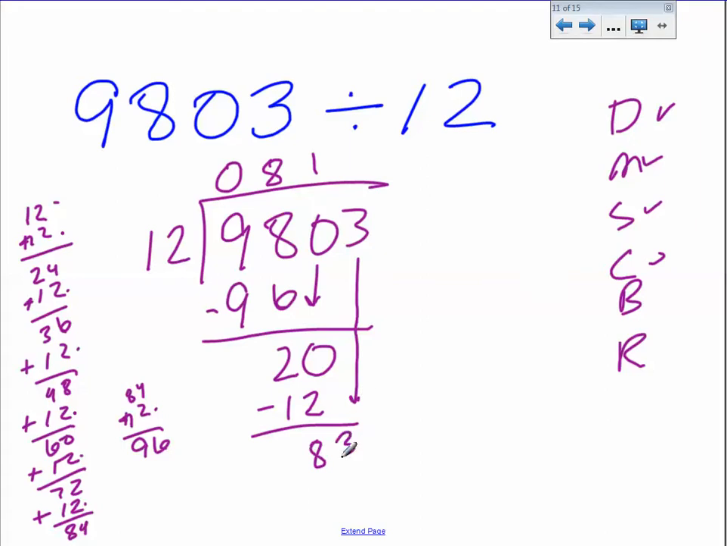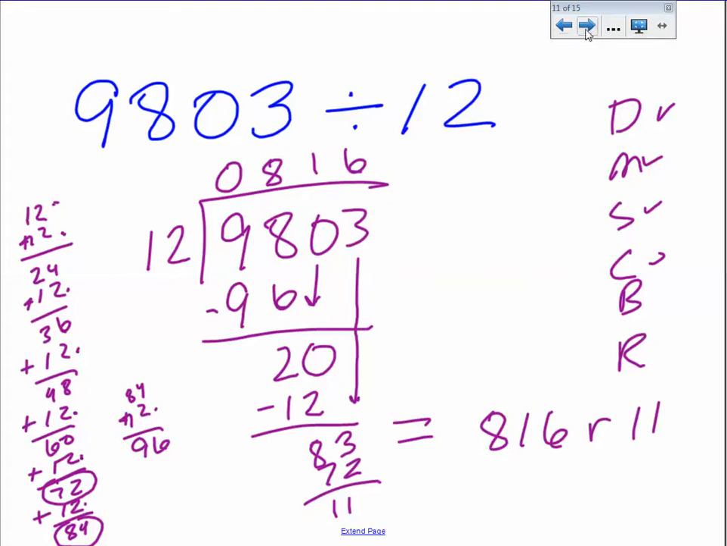Bring down 3. Well, look, here's an 84. That's too big, isn't it? So I've got to go back 1 to the 72. And it was 1, 2, 3, 4, 5, 6. It took me 6 12s to get there. 72. Subtract. 11, nothing left to bring down, so now I have a remainder. 816, remainder 11.